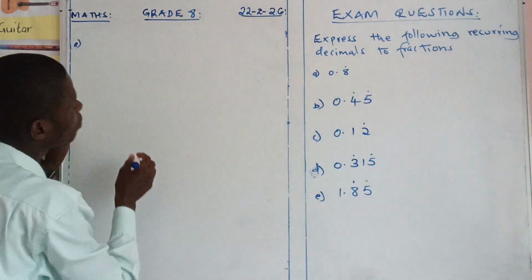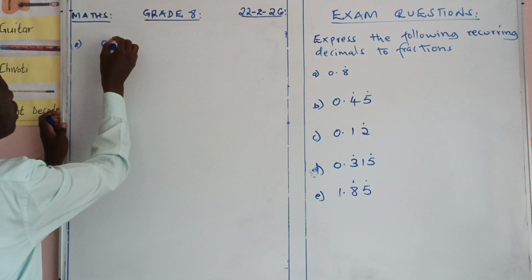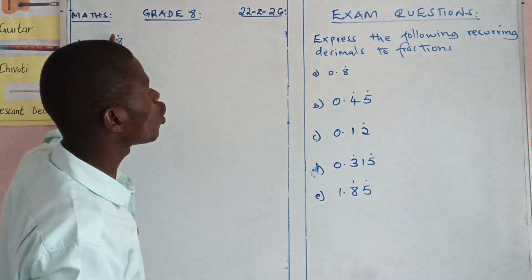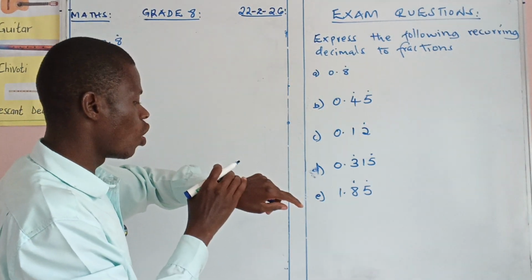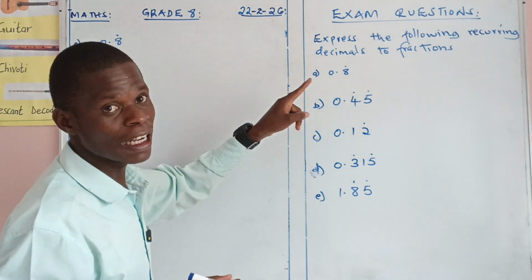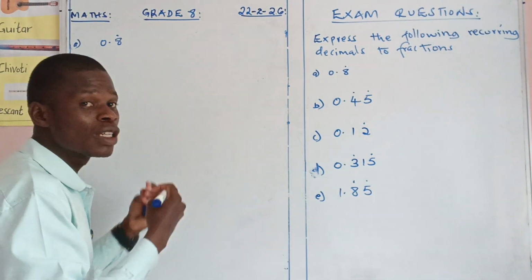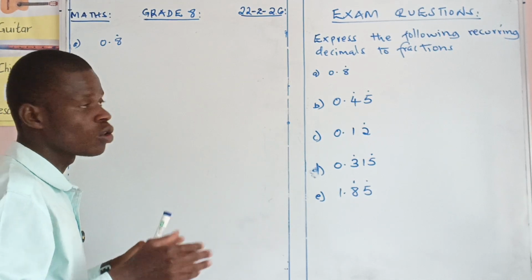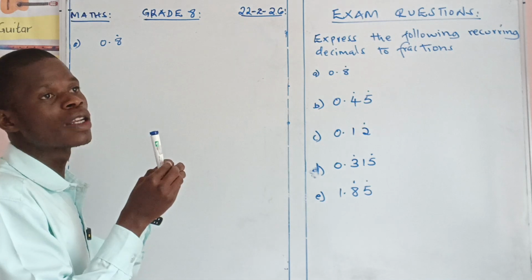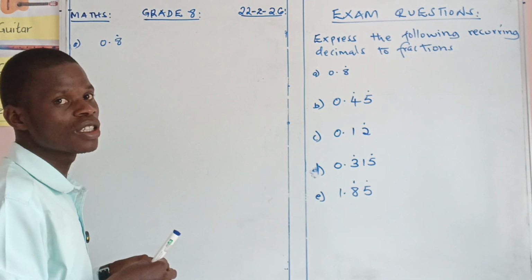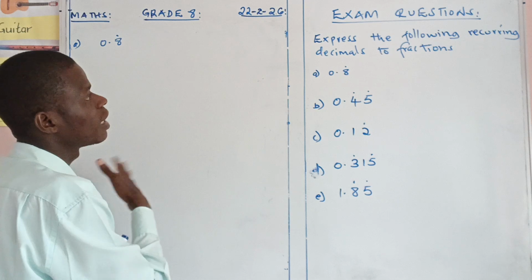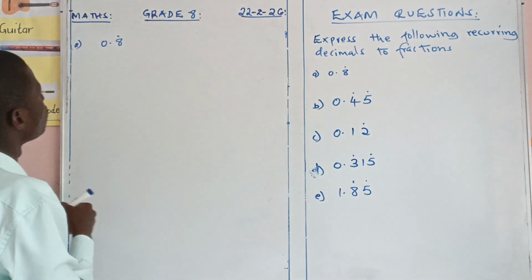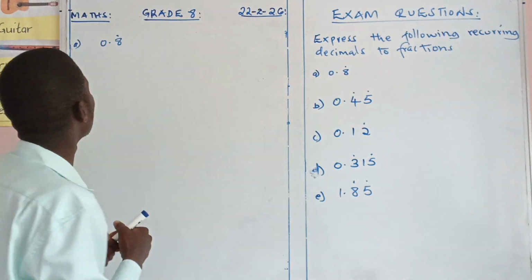Part A, what do you have? 0.8 recurring. So this dot on top of 8 is telling us that only 8 is recurring. We dealt with how to convert recurring decimals to fractions in the lessons, the coursework, and now these are exam questions. So you can go check before you look at how to solve the exam questions here. But let us continue. What did we say is our step 1?